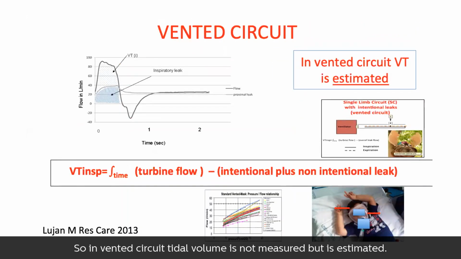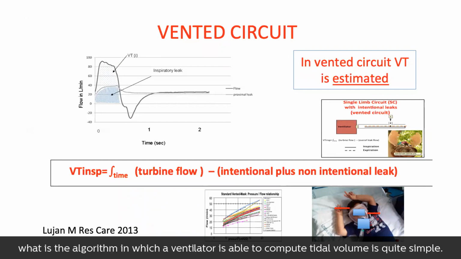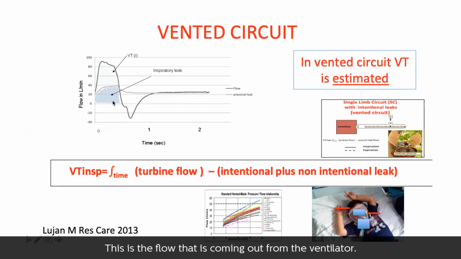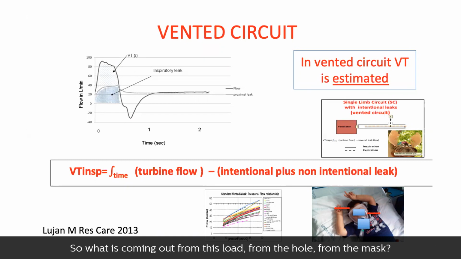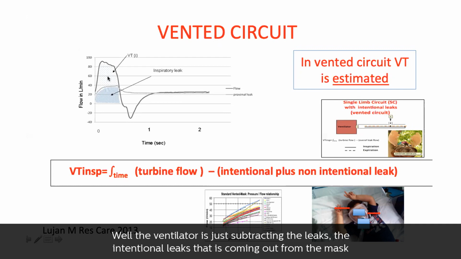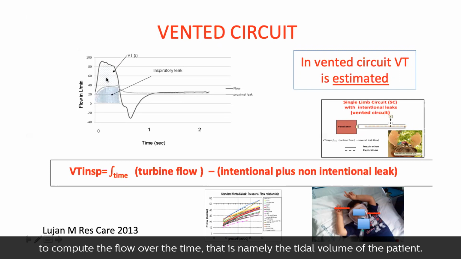So in a vented circuit, tidal volume is not measured, but is estimated. And roughly, the algorithm by which a ventilator is able to compute tidal volume is quite simple. This is the flow that is coming out from the ventilator. This is a flow, the dotted blue line, that is measured by the ventilator as intentional leak. So what is coming out from the slot, from the hole, from the mask? Well, the ventilator is just subtracting the intentional leaks coming out from the mask to compute the flow over the time, that is namely the tidal volume of the patient.